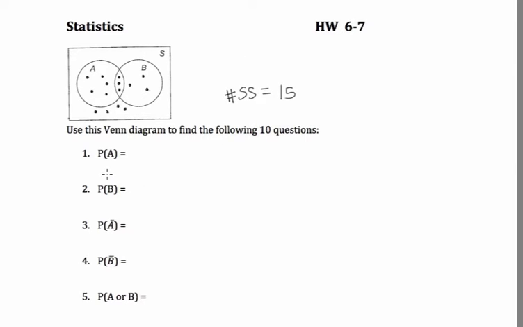So let's start. Probability of being in circle A. Well, circle A is right here. So how many are in circle A? 1, 2, 3, 4, 5, 6, 7, 8. 8 out of a total of 15. 8/15 is the probability of being in circle A.